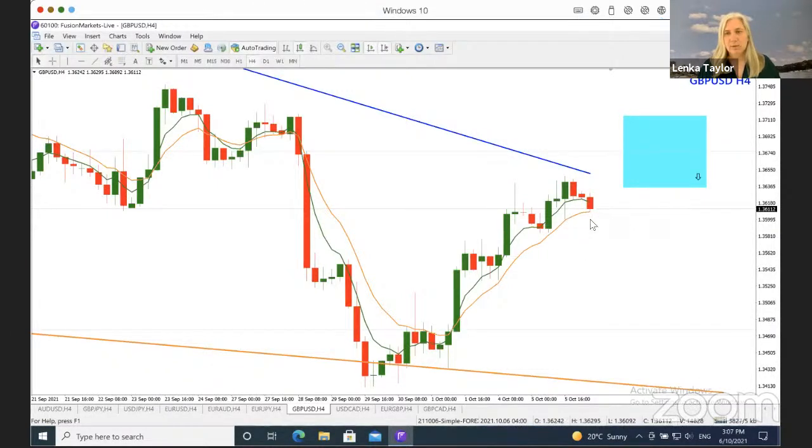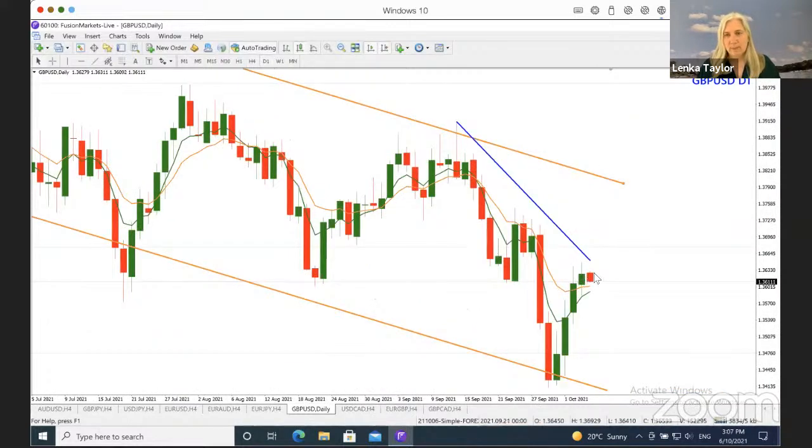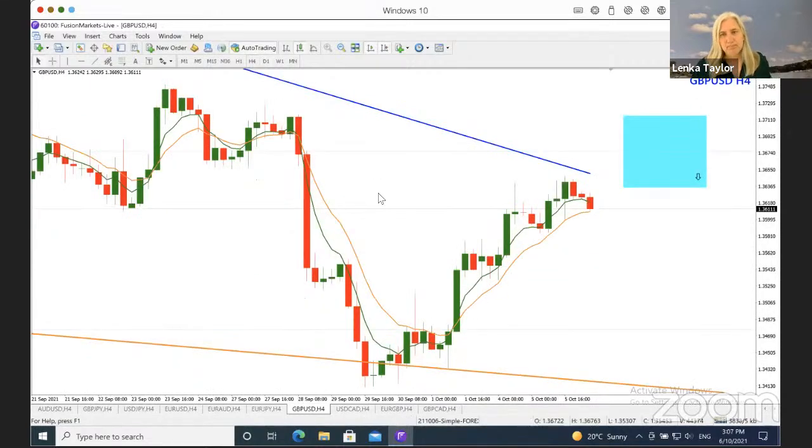If it breaks down below this level, possibly look to enter, or if it goes sideways and further up around here, then I'm looking to enter there. On the daily, if this closes and forms an inside bar, then that would be even better. So looking for short on GBPUSD.